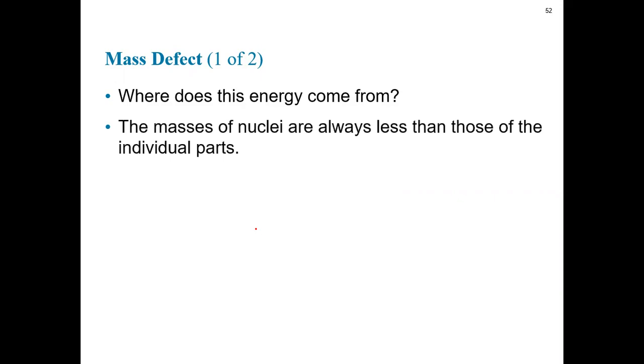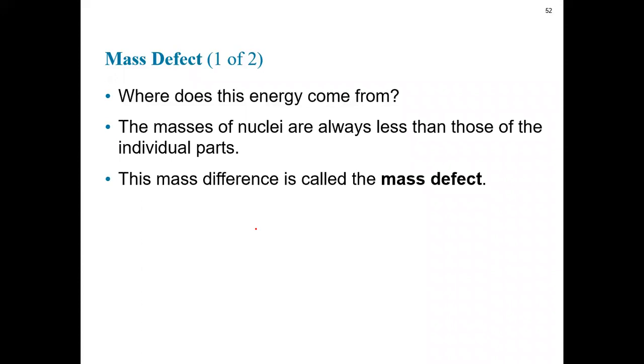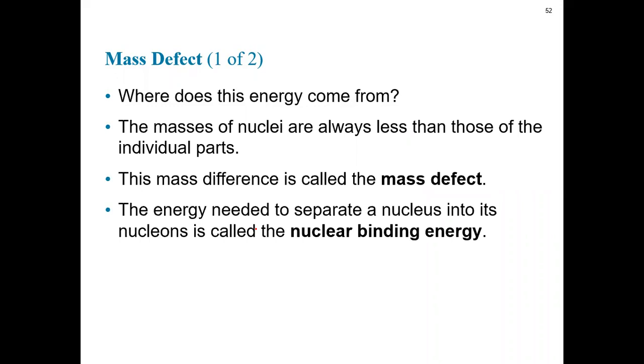The mass of a nucleus is always less than the sum of its individual parts. The mass difference is called the mass defect. The energy needed to separate a nucleus into its component nucleons is the binding energy. Nucleons are protons or neutrons; we call them together nucleons.